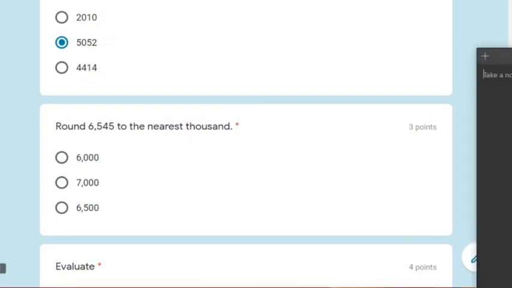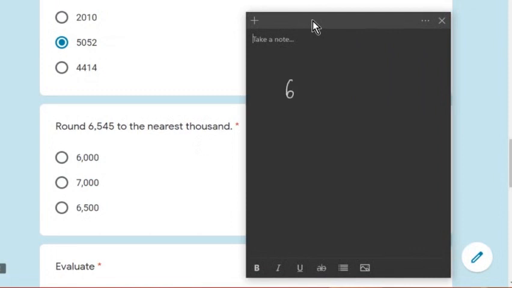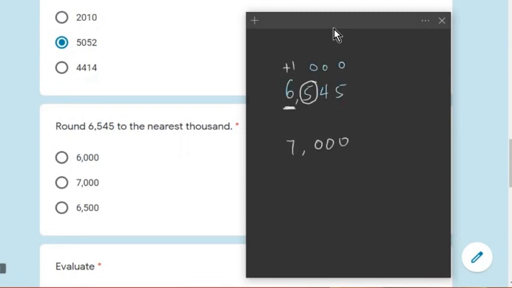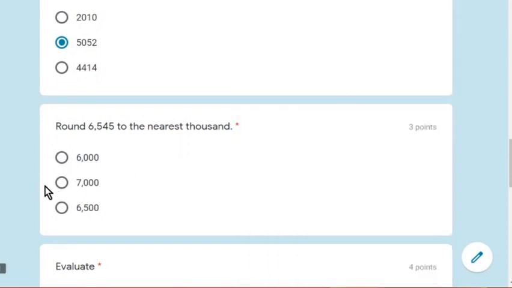Next question: round 6,545 to the nearest thousand. Okay, so to round this up, we have 6,545 to the nearest thousand. So 6 is in the thousands place. So we check the number on its right, the number to the right of the place that we want to round it off to. If it is 5 or greater than 5, it means we'll add 1 to this number and all the remaining numbers will be 0. So I'm going to get 7,000. So the correct answer is 7,000.